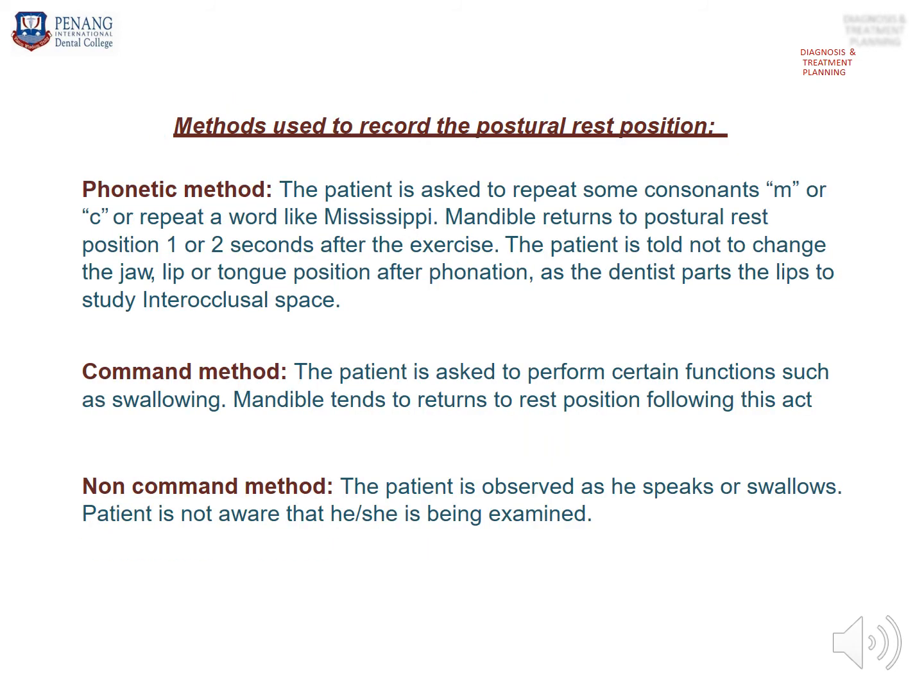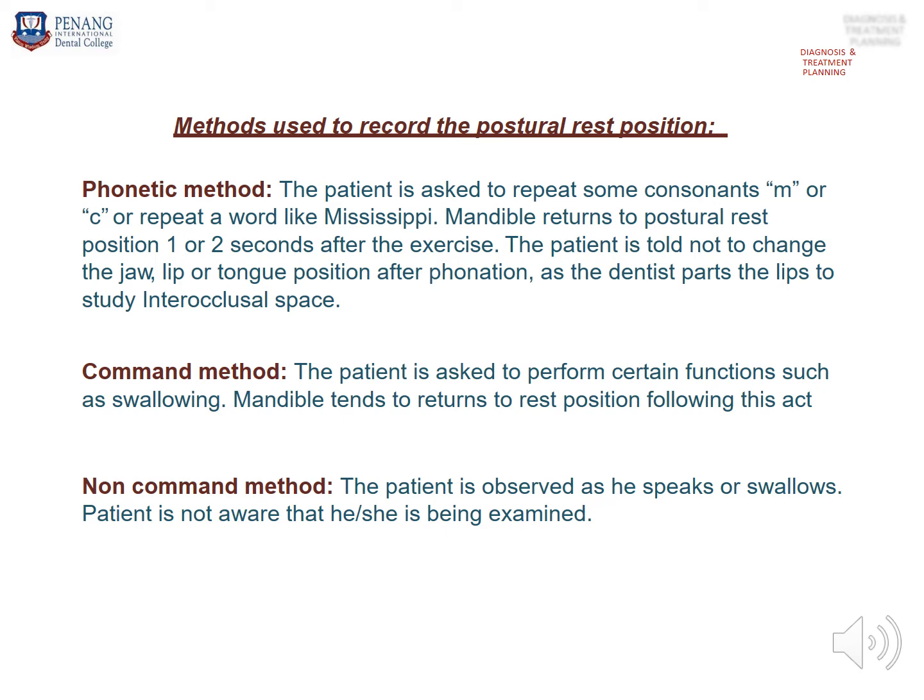What is the method used to record the posterior rest position? There are a few methods that can be used. Firstly, the phonetic method. The patient is asked to repeat some consonants such as M or C, or repeat a word like Mississippi. The mandible returns to posterior rest position 1 to 2 seconds after the exercise. The patient is told not to change the jaw, lip, or tongue position after phonation as the dentist parts the lip to study interocclusal space.